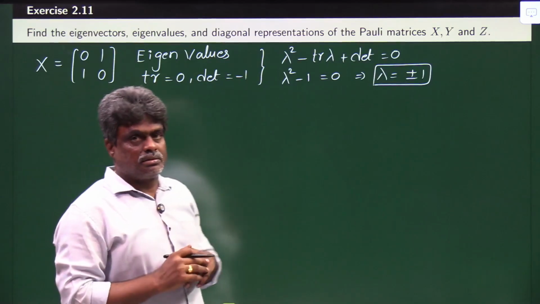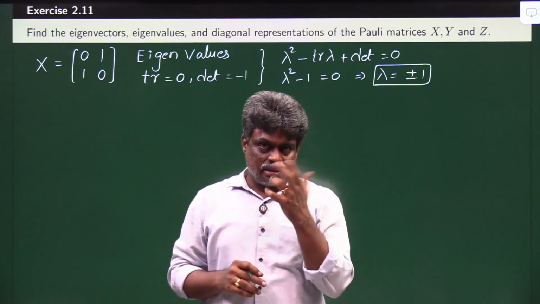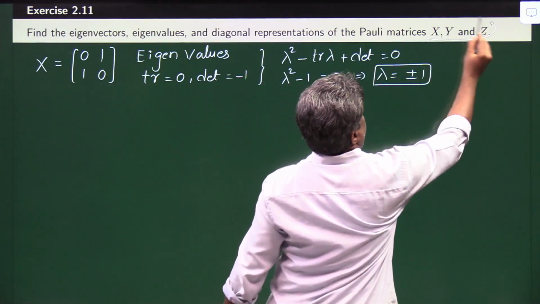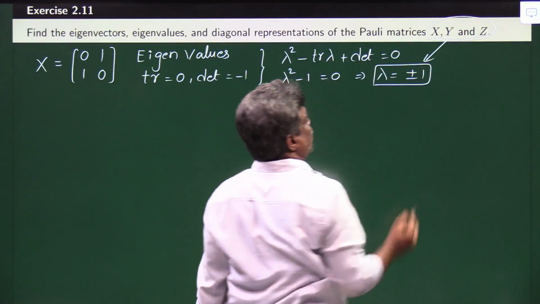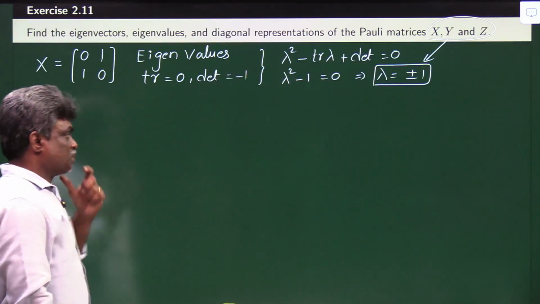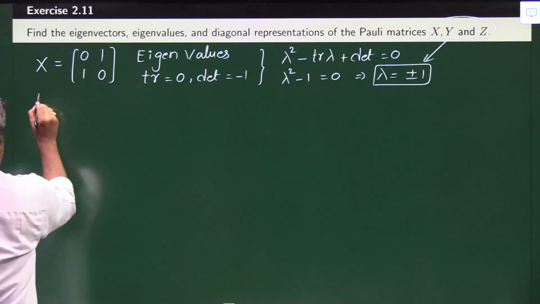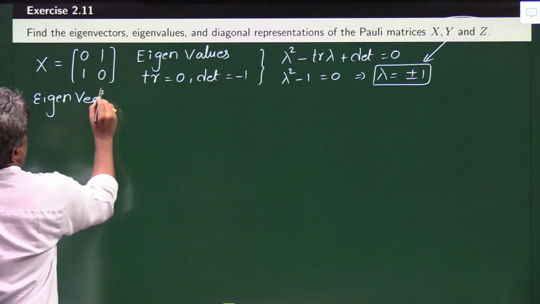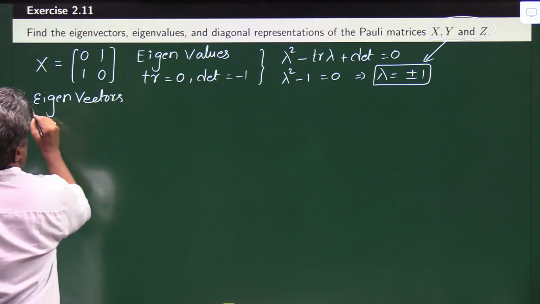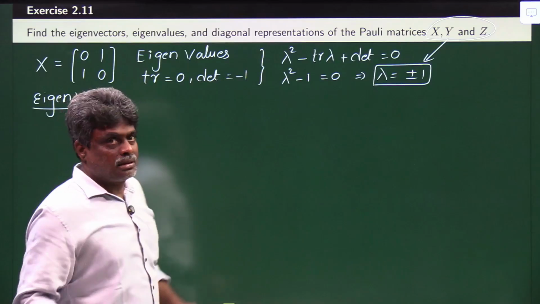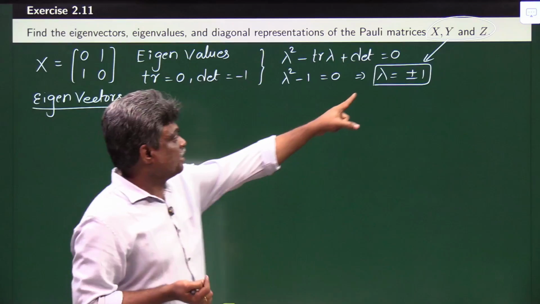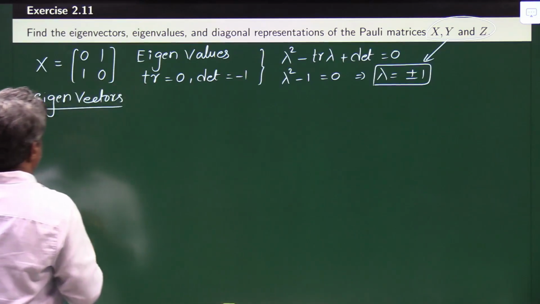Not only X, Y, Z, everything is plus or minus 1. That means all these three Pauli matrices have the same eigenvalues, lambda equal to plus or minus 1. Now let us find the eigenvectors. Because for all those three matrices, trace is 0 and determinant is -1, that's why you will get the same eigenvalues.